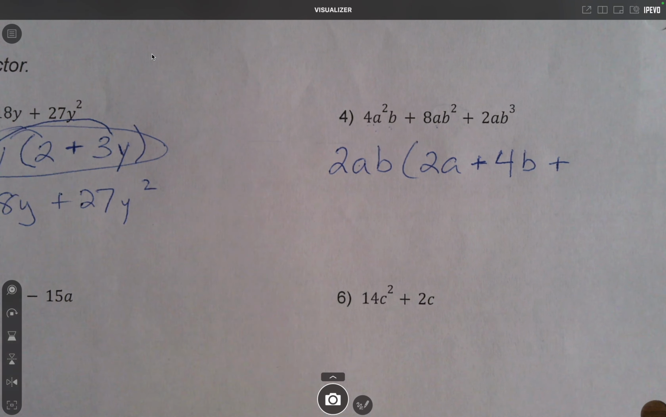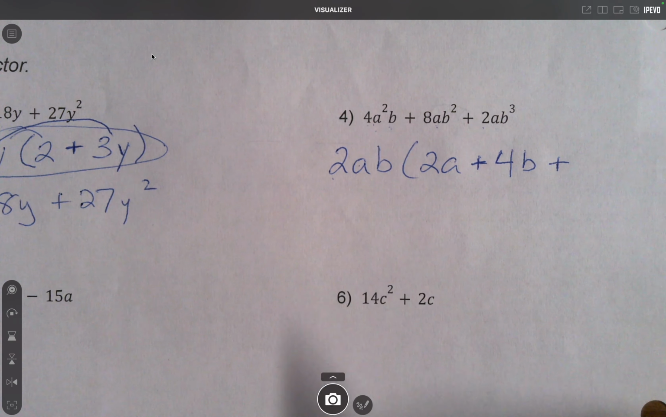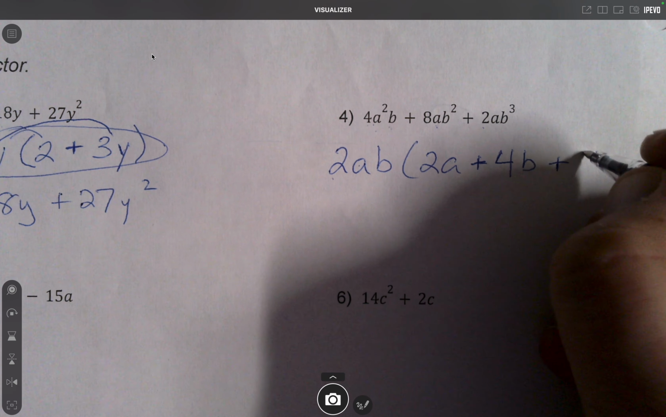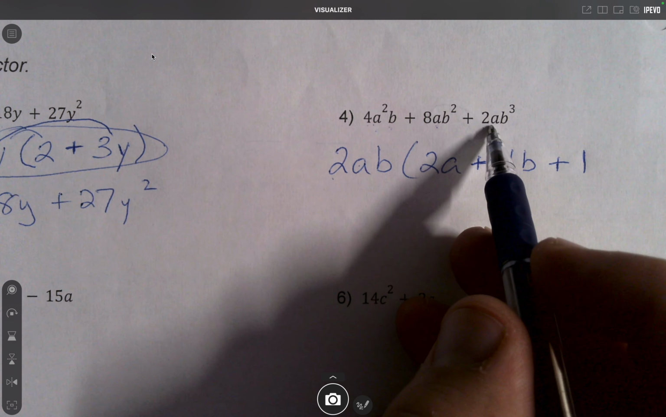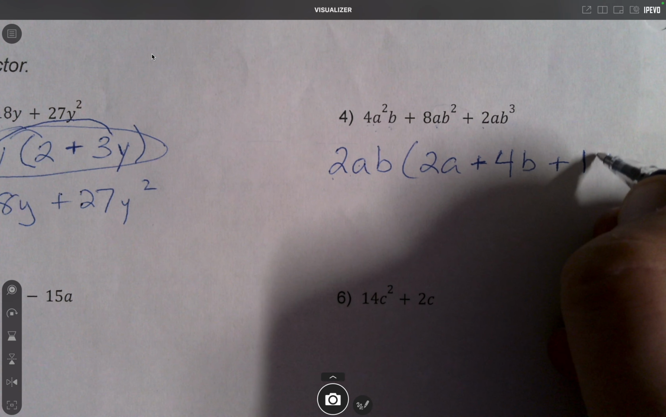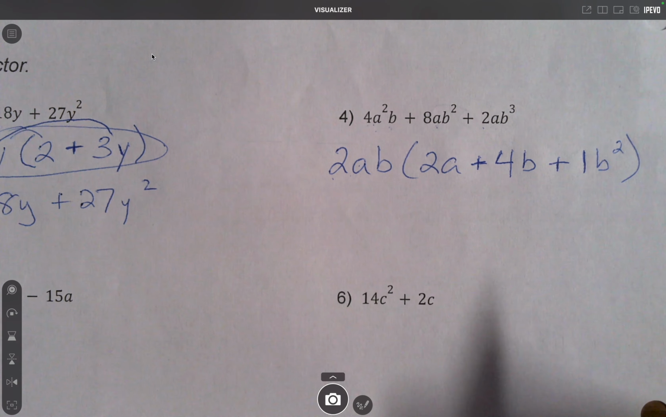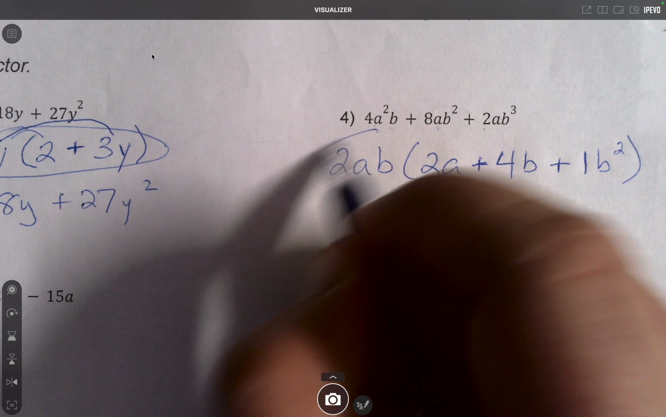Then for the last term, 2 divided by 2 is 1. You can write a 1 if you want to, but you don't have to. I think I will. We took away its only A, so no A's are left. We took away one of its B's, so there's still a B squared left, because we took away one of the 3, so there's 2 left. And that's our answer.